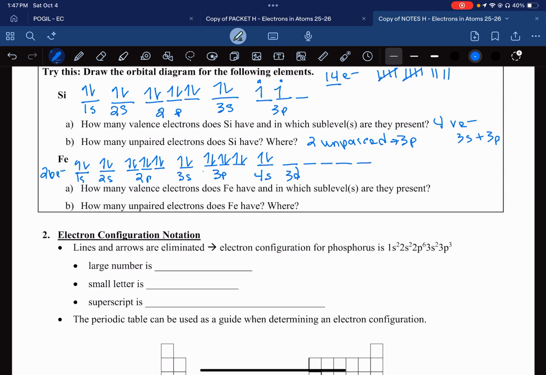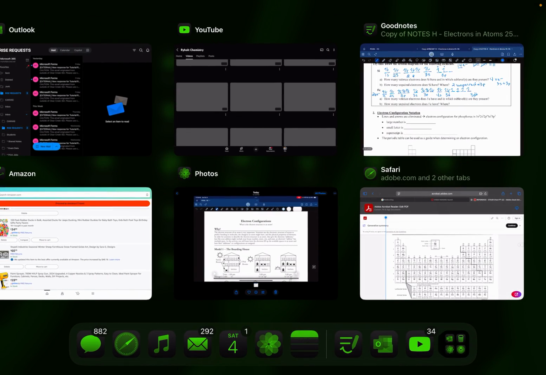So we're going to go 1, 2, 3, 4, 5, 6. And so we should have an element ending in 3d6, which should be iron. So let's go look at a different view. Let's see if I can get to it.